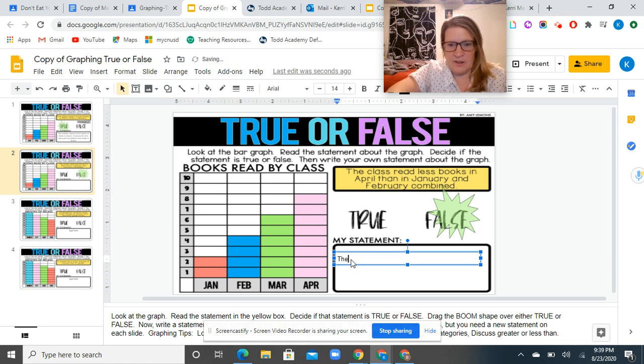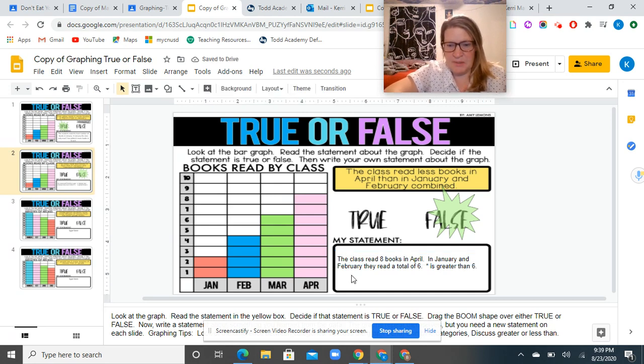Okay. The class read 8 books in April. In January and February, they read a total of 6. 8 is greater than 6. And bam, my statement's done. I could have made any statement I want, but that was the one I liked because it went with the question. So now you're going to go on and finish that for slide 3 and 4 all by yourself.